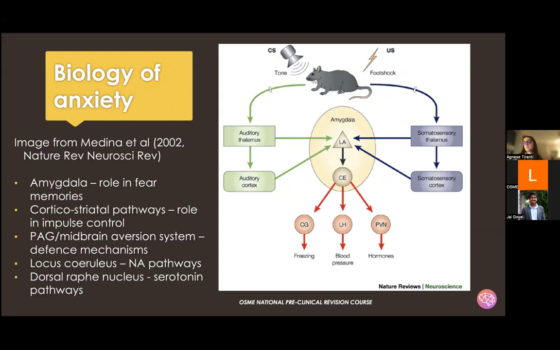The locus coeruleus, which is where noradrenaline is produced. And the dorsal raphe, which is where serotonin is produced. That's a bit complicated, in my opinion. If you have a look at this diagram and at the review, I think it makes it a bit clearer. But in general terms, I would remember amygdala, fear memories; PAG, defense mechanisms; locus coeruleus, noradrenaline production. That would be the essentials.